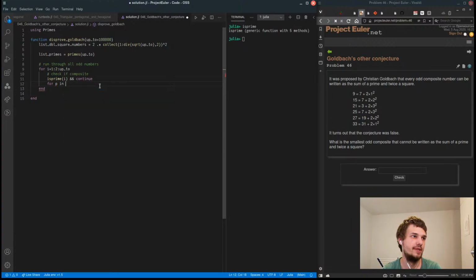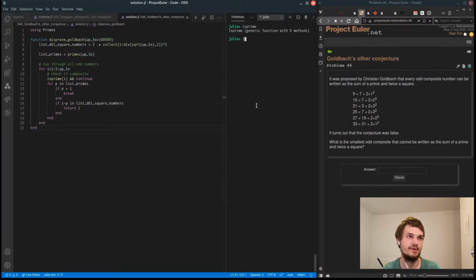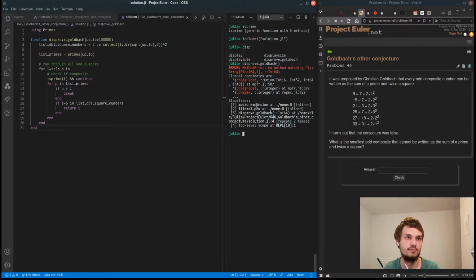So, but for P in list primes, if P bigger than I, break. Otherwise, if I minus P in this double square numbers, then return I. It's probably a horrible idea. Oh, and it doesn't work.